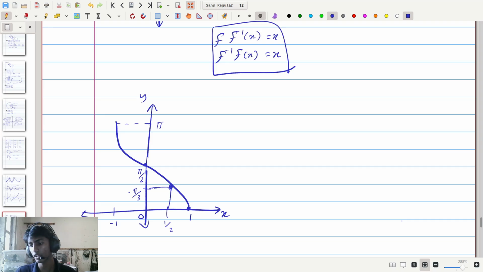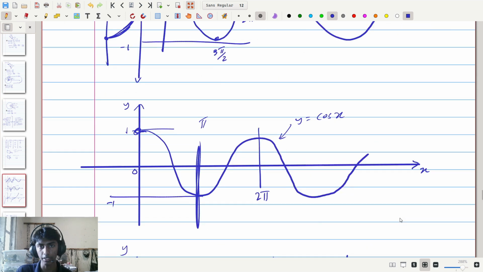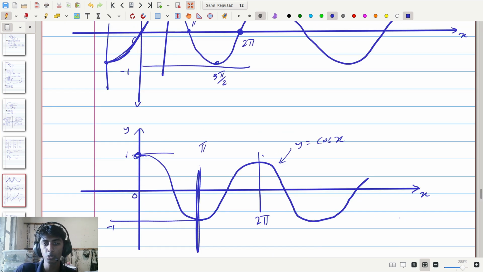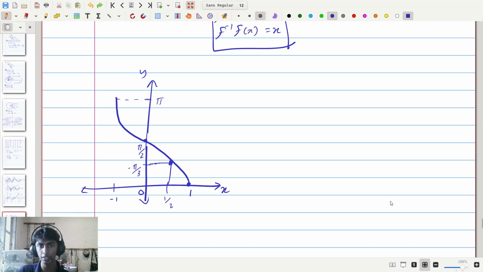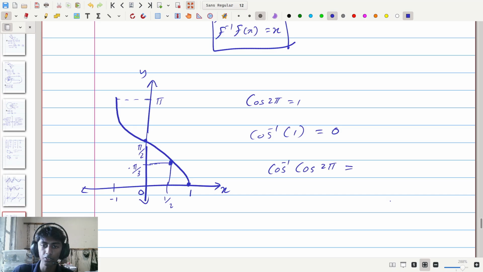But if we take, for example, cosine of some angle outside of the range, let's say cosine of 2π, cosine of 2π will give us 1, but cos inverse of 1 will not give us 2π. If we consider the graph here, cosine of 2π gives us 1, but cos inverse of 1 does not give us 2π. Cos inverse of 1 actually gives us 0. So in that case, cos inverse of cos 2π is not equal to 2π. So we have an issue where the inverse function does not produce the proper inverse.